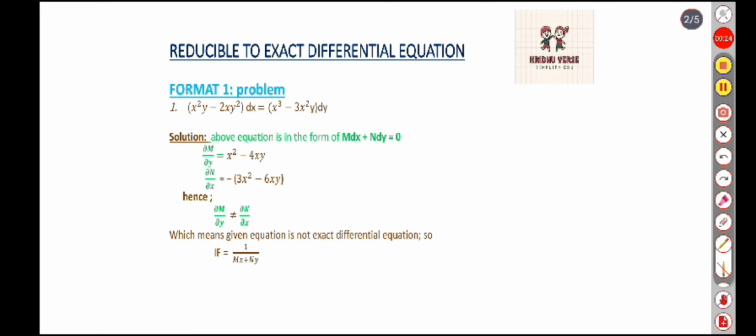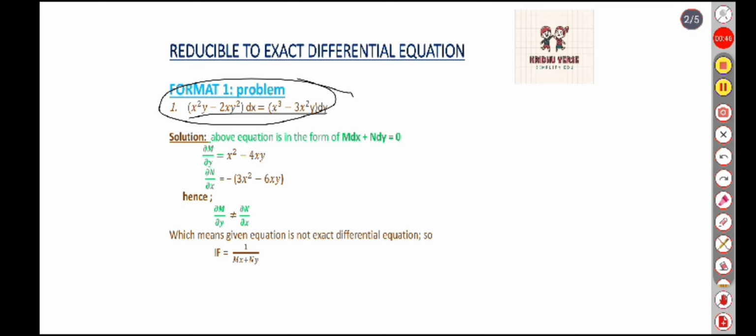So the format 1 problem we have taken is (x²y - 2xy²) dx = (x³ - 3x²y) dy. It's looking somewhat complicated, now we'll make it easy. It's nothing, it's just looking complicated. Actually, it is so much easy. So we are going to solve it.